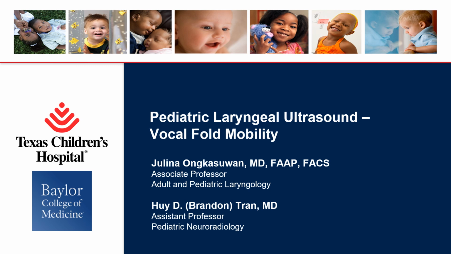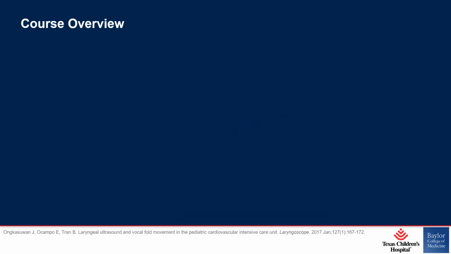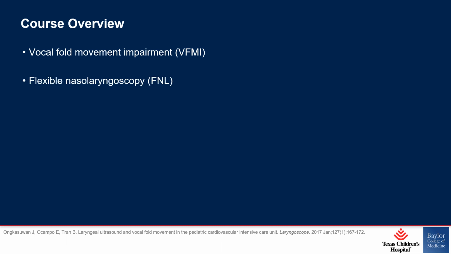In this module, we will be reviewing how to perform and interpret laryngeal ultrasound for the diagnosis of vocal fold mobility. Vocal fold movement impairment in infants and children may cause stridor, a weak voice or cry, feeding difficulties, aspiration, and impaired pulmonary clearance. Most commonly, vocal fold movement impairment is evaluated via flexible nasolaryngoscopy.